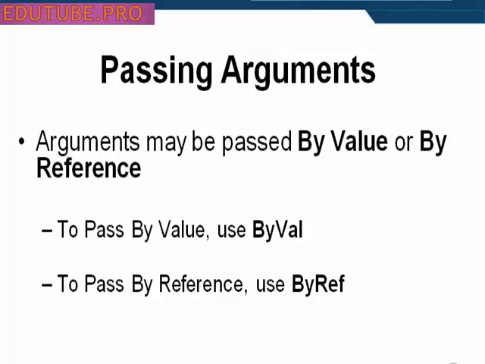You can specify multiple arguments in both the subprocedure header and the call to the procedure. However, keep in mind the number of arguments, their sequence, and their data types must match in both locations.